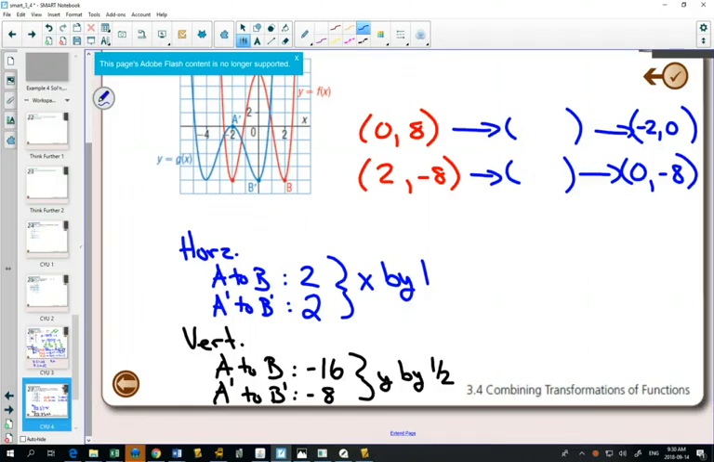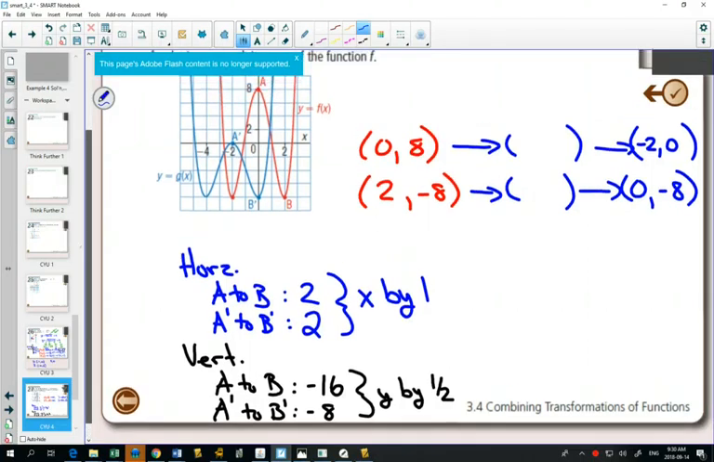So now we have information from here to put over top of our first arrow. X by 1 you don't need to write because it's not changing anything, but we do have a vertical compression. Our y values are getting multiplied by a half. If we do that, what happens? We get 0, 4 and 2, -4. Is that good?